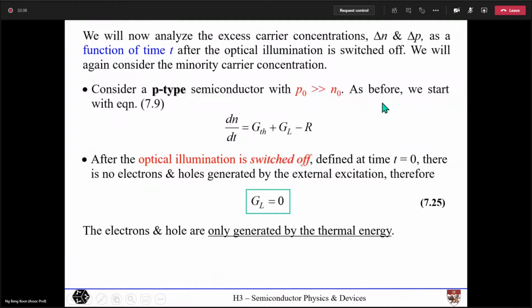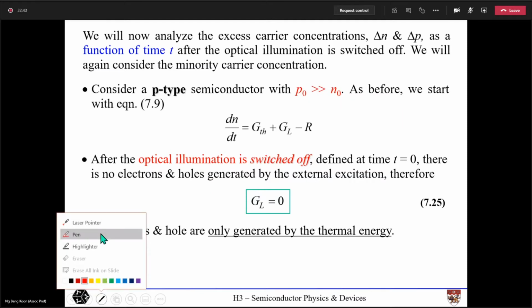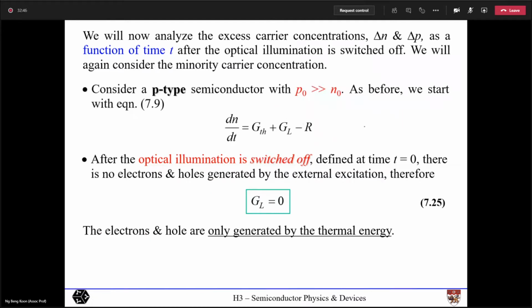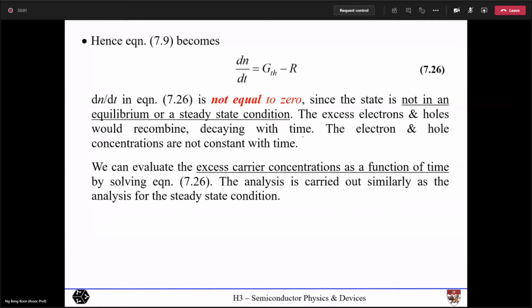If you apply the rate equation, dn/dt equals G_th plus G_L minus R. When you switch off the optical illumination, obviously your G_L must be equal to 0, so this term will disappear. That leaves us dn/dt equals G_th minus R. And this dn/dt term is not equal to 0 because it's not in steady state, it's not in thermal equilibrium. You're expecting it to change with time, so you cannot equate it to 0.